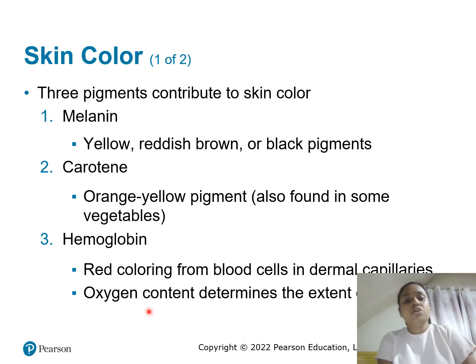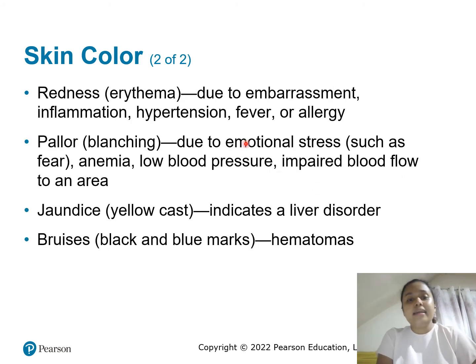Okay? So, the oxygen content in your red blood cell determines the extent of redness. Hemoglobin: hemo, blood. Globin is a protein. So when you say hemo, it's blood. Now, there are several skin colors that can be seen on the skin.